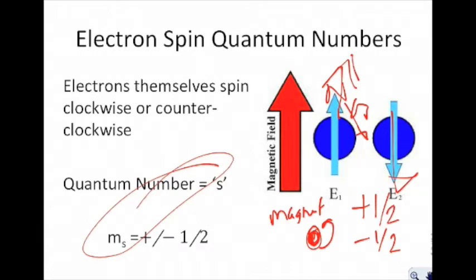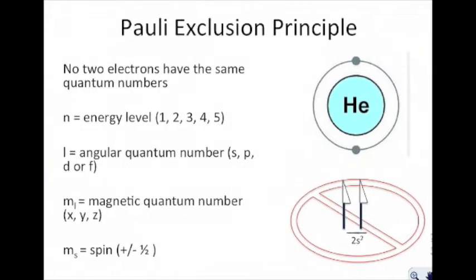And if you put a north and a south together, they attract. Now, the Pauli exclusion principle that we have is something that's based on all the quantum numbers. What it says is that no two electrons can have the same quantum number in an atom. So they have to have an energy level. We say 1, 2, 3, 4, 5.